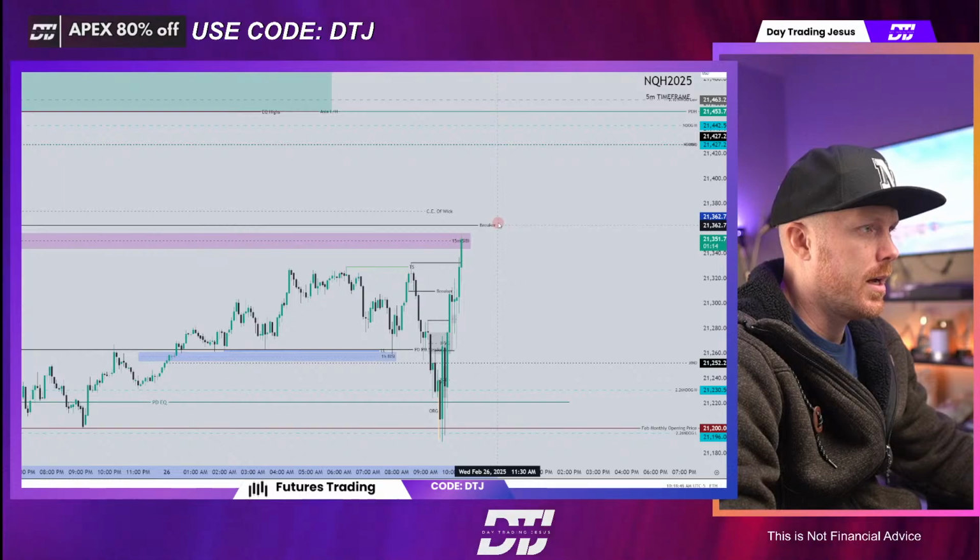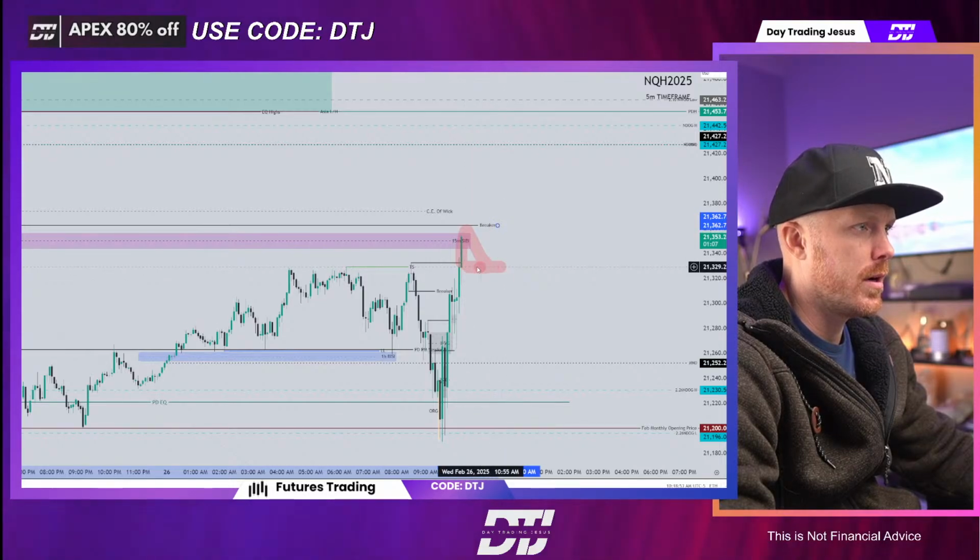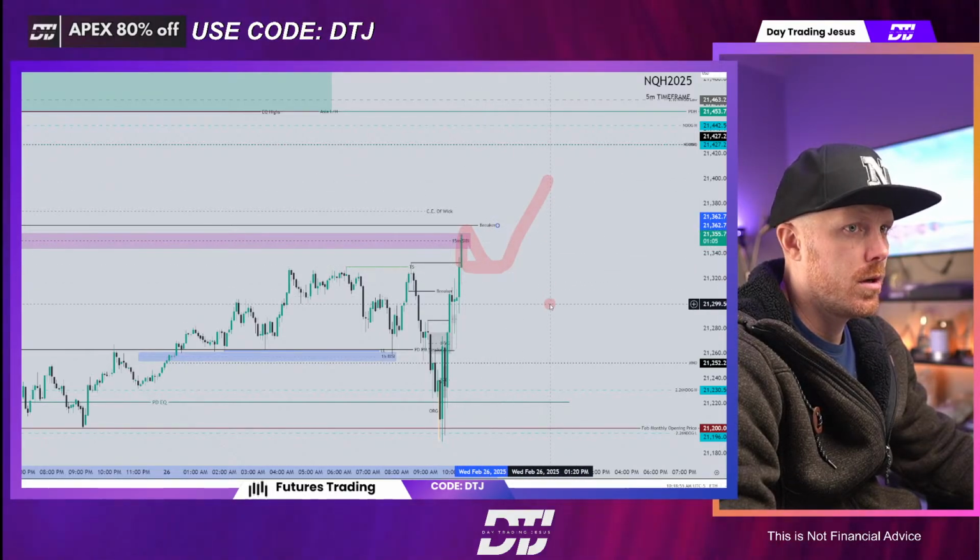Maybe we get that retracement at this breaker. So if we run into the breaker, come back down, find support somewhere around here, and then I'll look for a long.